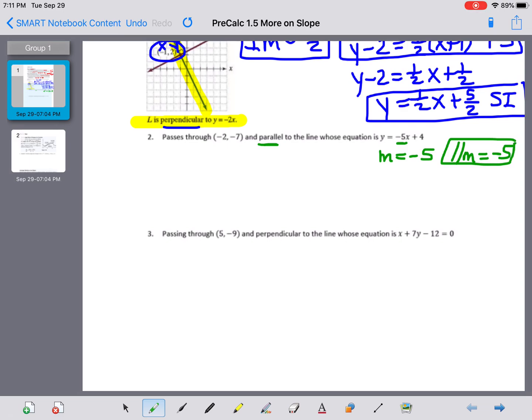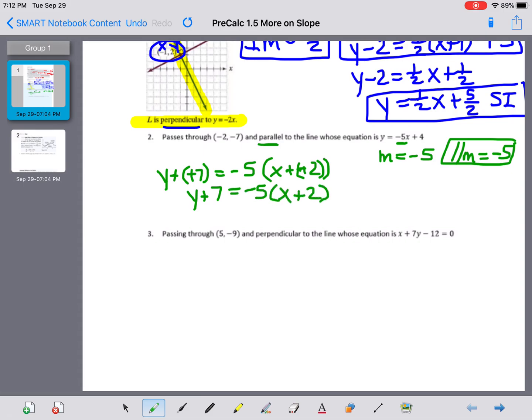So I'm starting with point slope form. Y minus my -7 equals my slope, which is -5, times x minus my -2. And I'm just going to clean it up to make it in point slope form. My minus negatives become plus. I get y plus 7 equals -5, parentheses x plus 2. There is my point slope form.